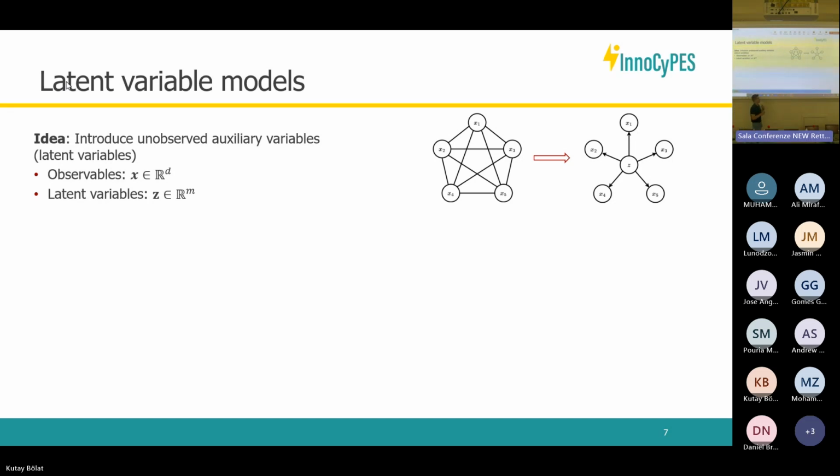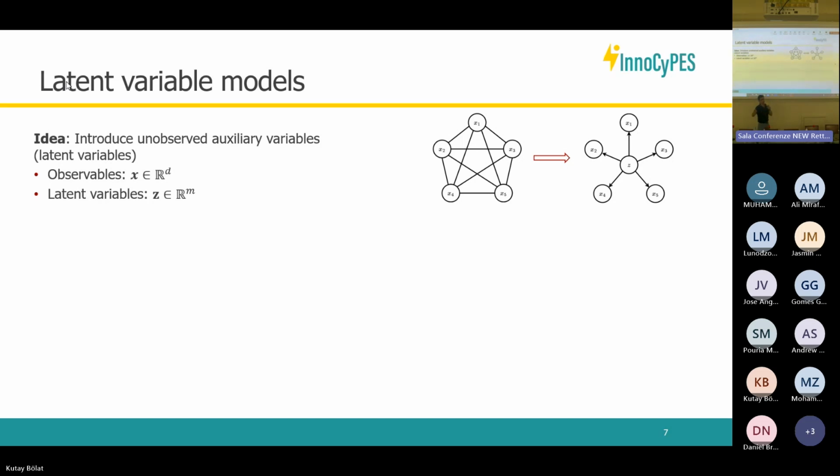Here, our observable variables are like x1, x2, x3, x4, etc. It's a vector x, and it's d-dimensional. And we have a latent variable called z, and this z is m-dimensional. Generally, this m is way less than this d. And as you can see, most of the time, still, it's not the only way, we say, okay, these are the connections.